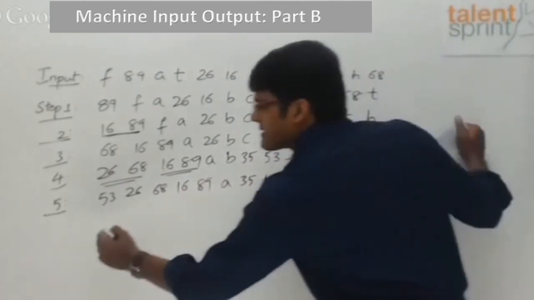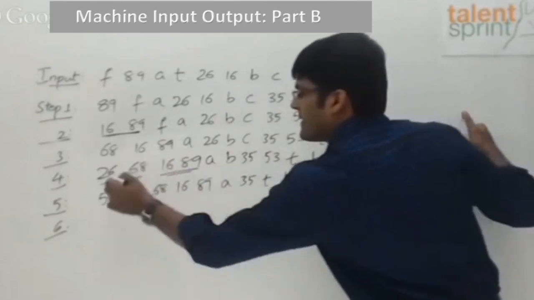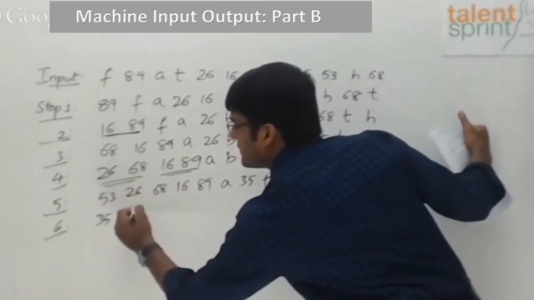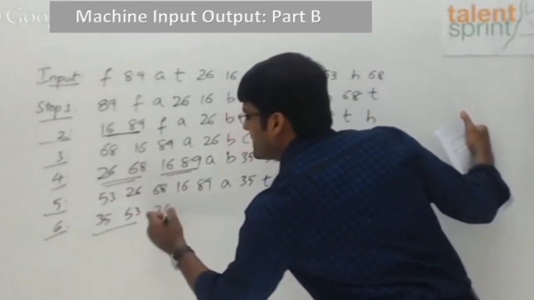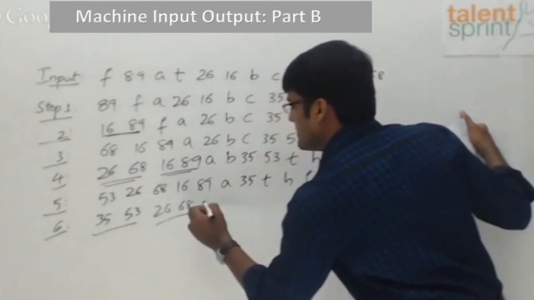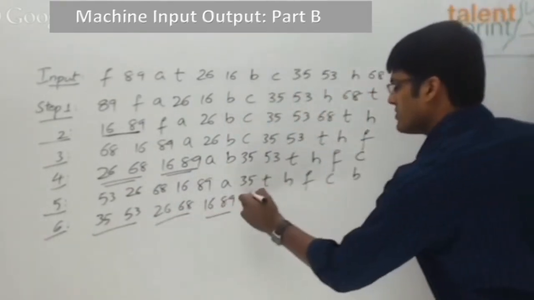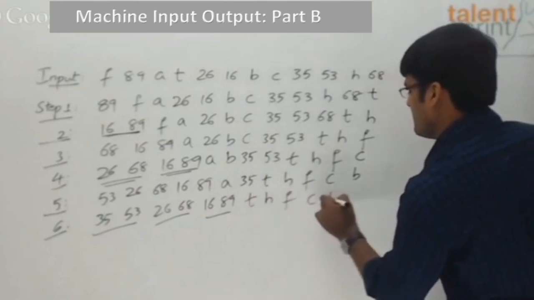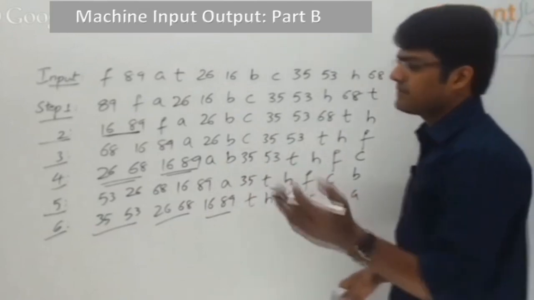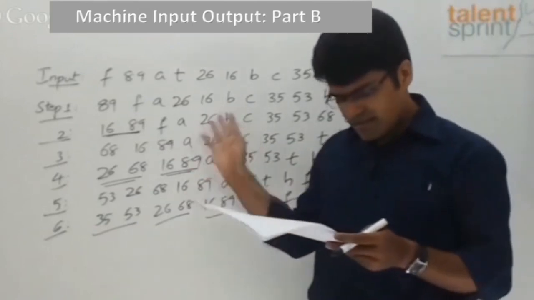That's it. Now in the last step, what do we get? Take this 35 there. So 35, 53, 26, 68, 16, 89. A and 35 have gone. So T, H, F, C, B, A. That's it. So I think in 6 steps, we'll get the answer.